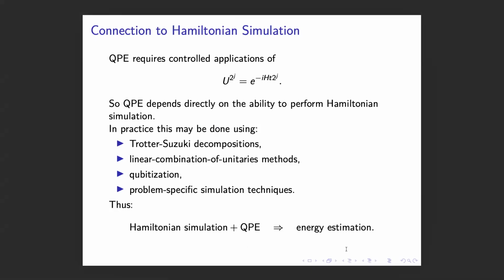So if we want to connect this with Hamiltonian simulations, the QPE requires controlled applications of these controlled U gates, which means essentially that this is the number of operations we need to include. So the QPE depends directly on the ability to perform Hamiltonian simulations. There's something which we haven't discussed, which we will probably mention a little bit later, and that is the way we set up these exponentials. And that leads to something called a Trotter-Suzuki decomposition, which we haven't discussed. And there are many other ways of implementing the QPE efficiently for eigenvalue simulations.